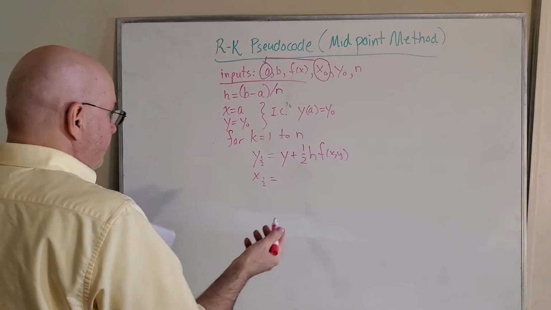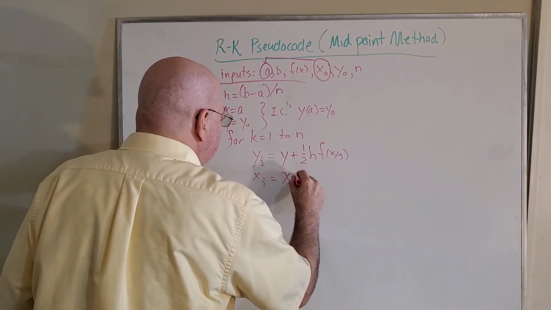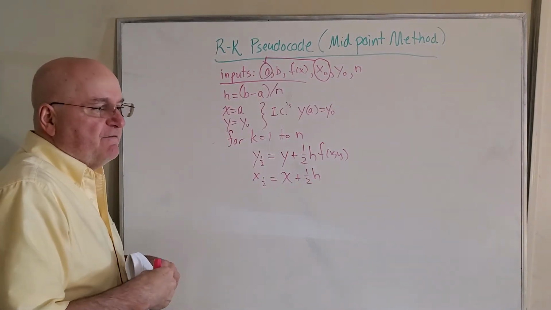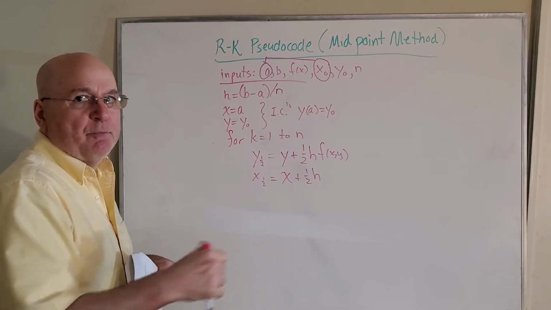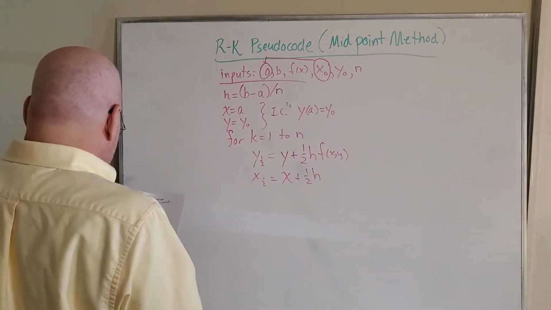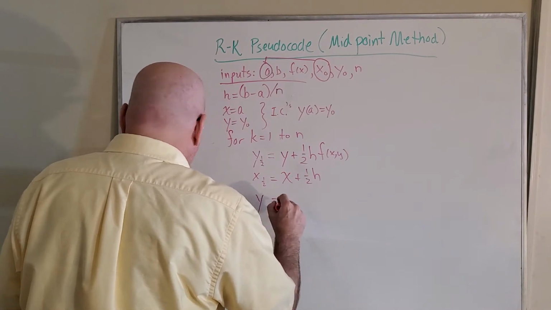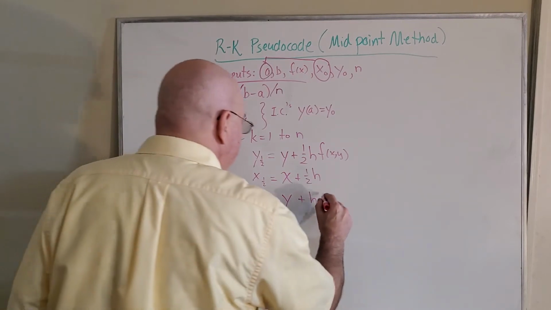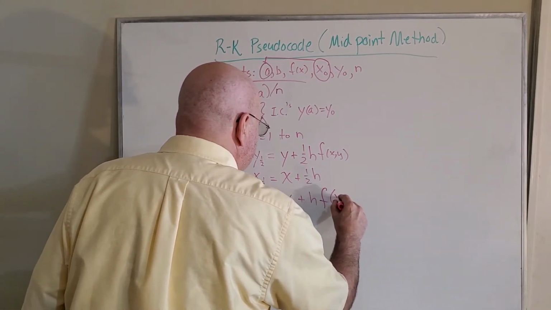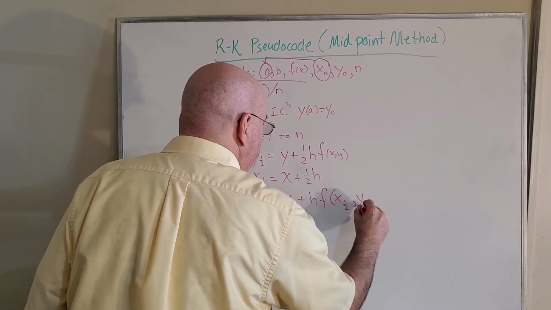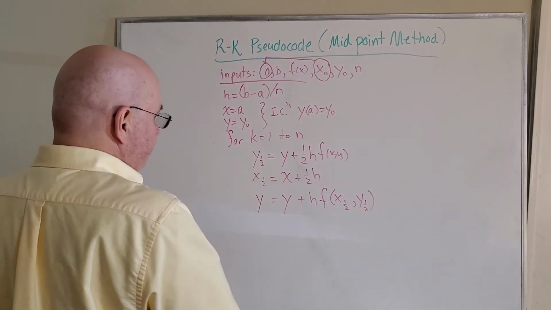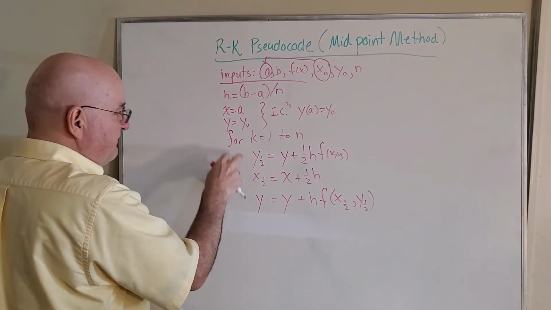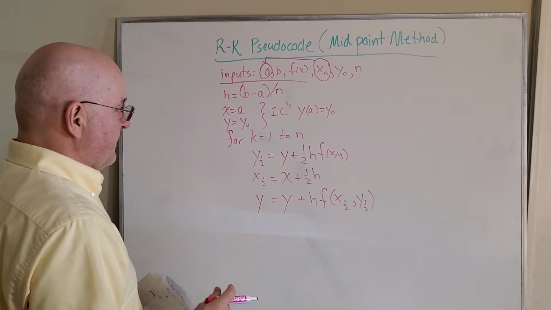All right, x1half is simply going to be x plus 1/2 of h. So we're kind of jumping out halfway, and we're going to get a slope there. So y is equal to y plus h times f of x1half, y1half. And that's the only reason we got these 2 local variables. You can call them u and v, w and z, it doesn't matter.